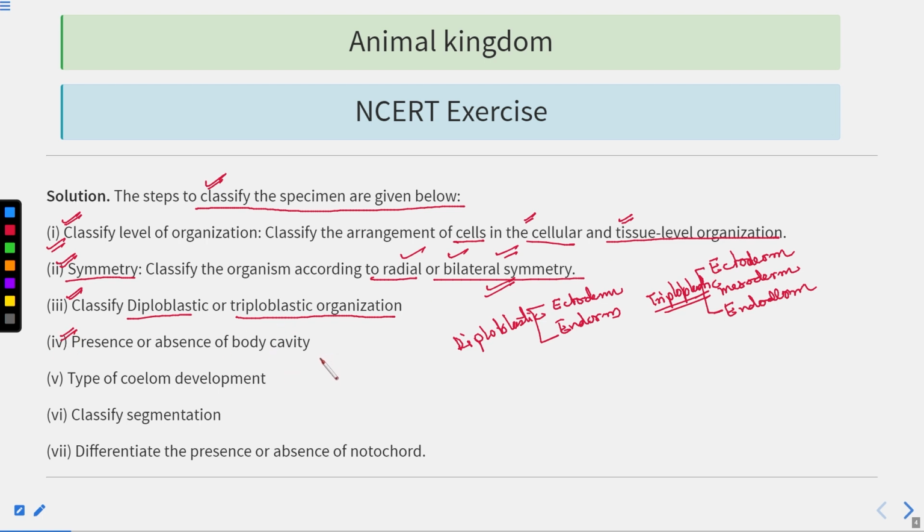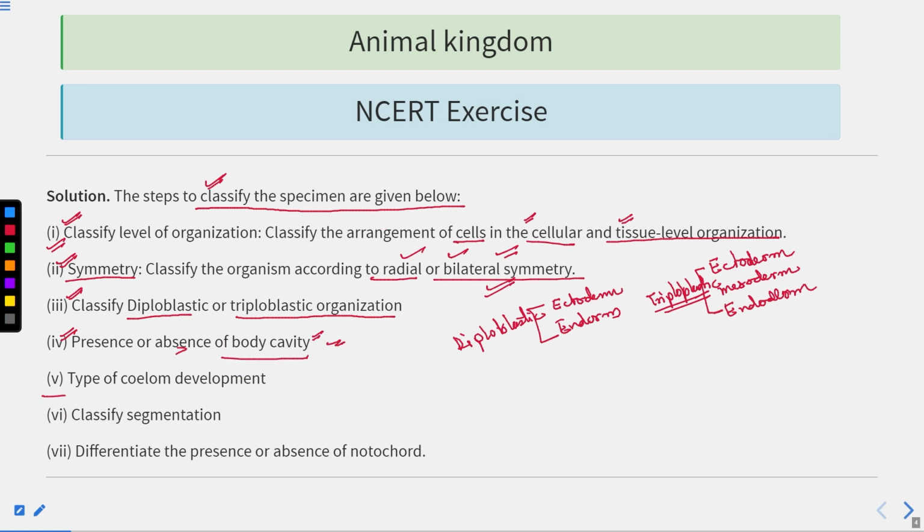Either they have the cavity or not, this you are going to see. A true body cavity we call a coelom, and if the coelom body cavity is developed from mesodermal origin, then it is a true coelom. And if it does not have the true coelom, meaning the cavity has developed from some other layer, whether ectoderm or endoderm, then you can say that it is a pseudocoelomate. And sometimes they do not have any body cavity, then you call it an acoelomate organism. So you have to see the presence or absence of the body cavity.